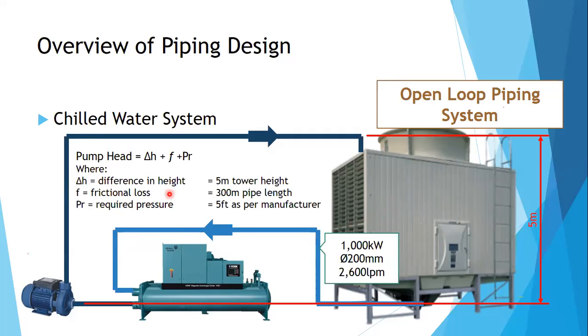So let's say the difference in height is 5 meters, from the base of the cooling tower to the top portion of the discharge. The frictional loss is 300 Pascal per meter, assuming a 300 meter pipe length, and we can calculate. 5 feet is as per requirement of the manufacturer.